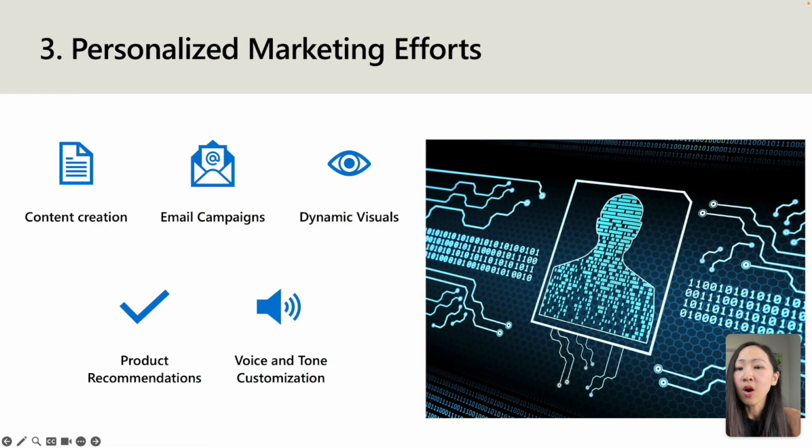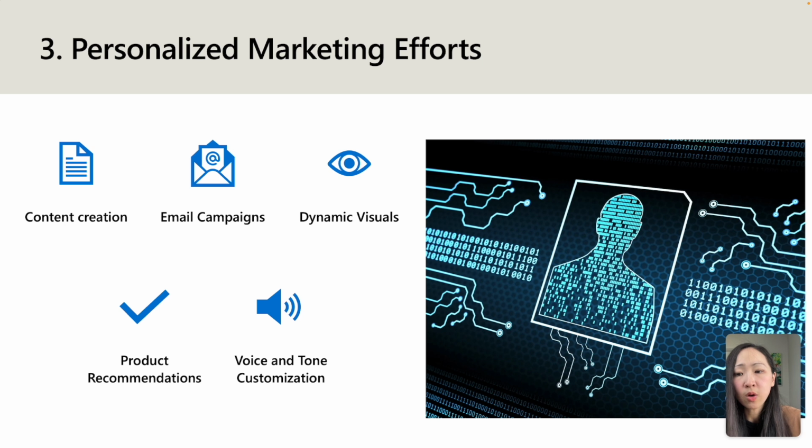So our next area of use cases is personalizing marketing efforts. There are 5 key areas we need to take note. For example, content creation. This is a big piece. Email campaign, we can personalize marketing efforts. We can make personalized email, and then also dynamic visuals. We can show different types of visual based on our understanding about the audience, and also recommend the products based on the user's behavior. And this is a very common use case about generative AI in marketing.